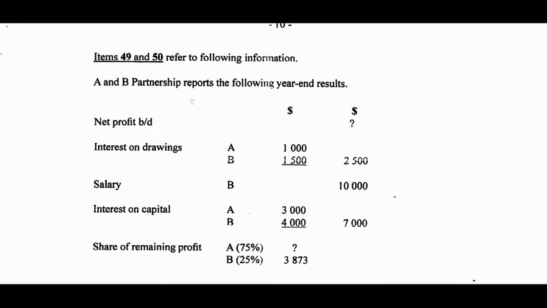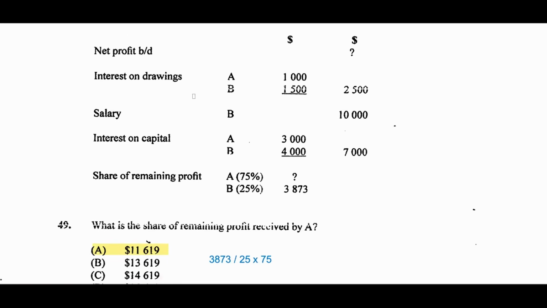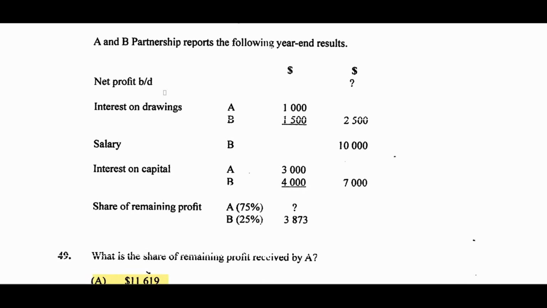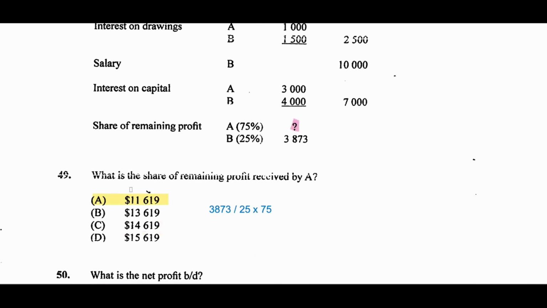Right, 49 and 50 refer to the following information. We do have a partnership question coming up now. So if you look very closely, we do have an appropriation account. Net profit brought down figure is missing, but we have interest on drawings, salaries, interest on capital, and we have the share of remaining profit missing value there as A also. Let's see, guys. What is the share of the remaining profit received by A? So they're asking us what is this value? Right, how are we going to work this out?